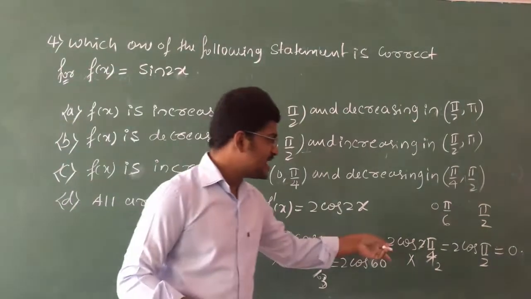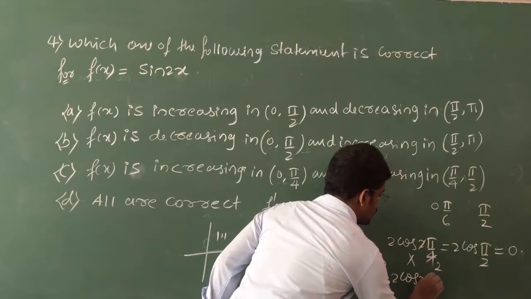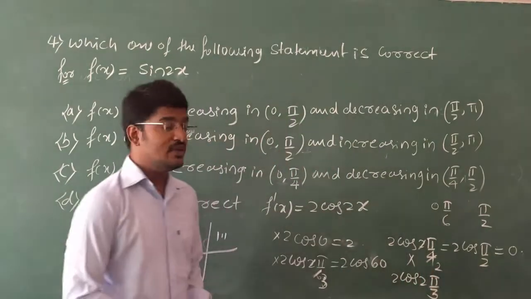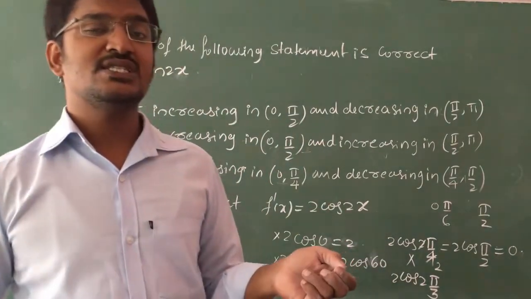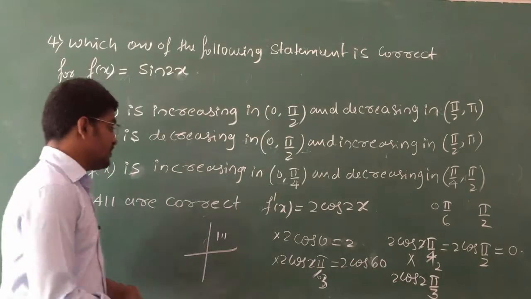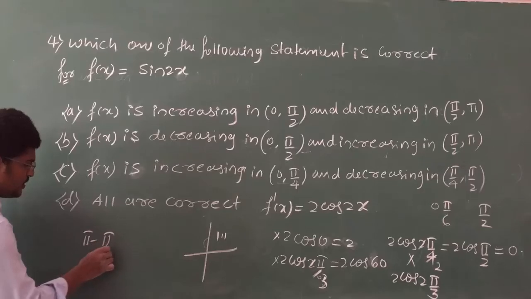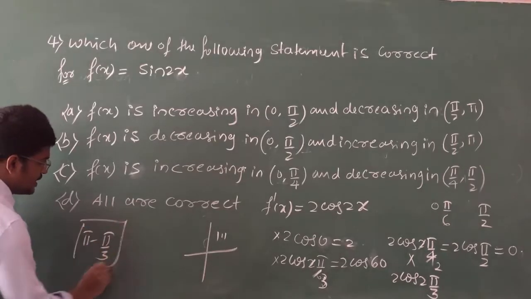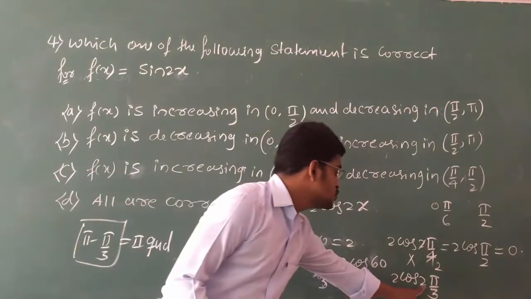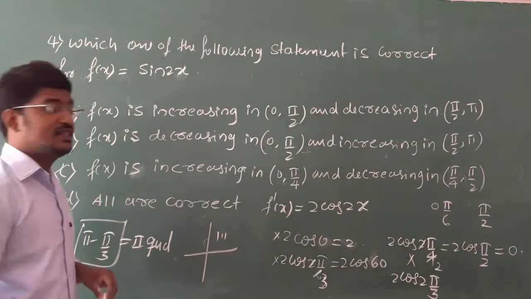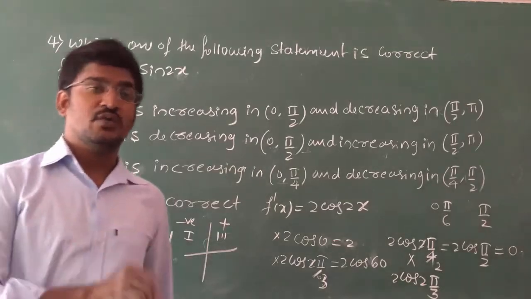Clear? So now if I take 60 degree, that means 2 times of cos 2 pi by 3. So where it will be? See, cos 2 pi by 3 it will be pi minus pi by 3. It will be giving you pi minus pi by 3. That means it is second quadrant. Clear? So cos 2 pi by 3 will be in second quadrant. That means here it is negative, here it is positive.